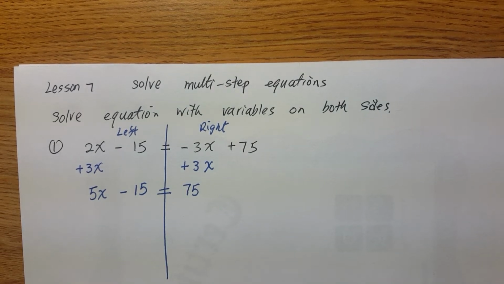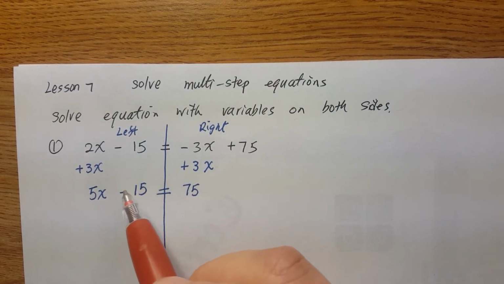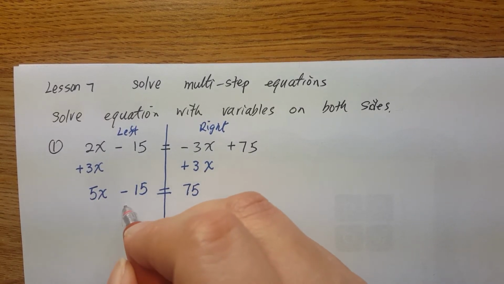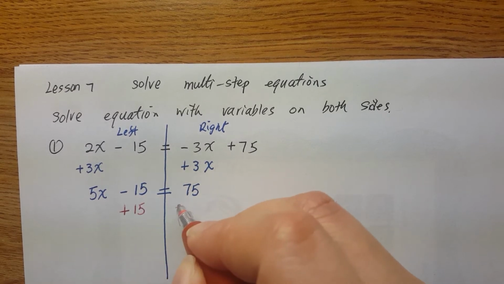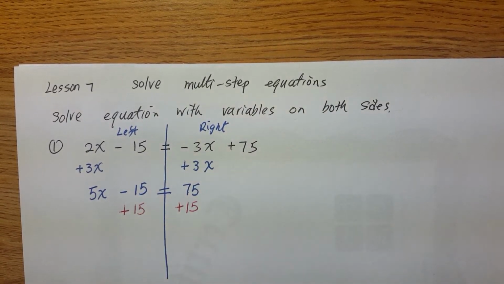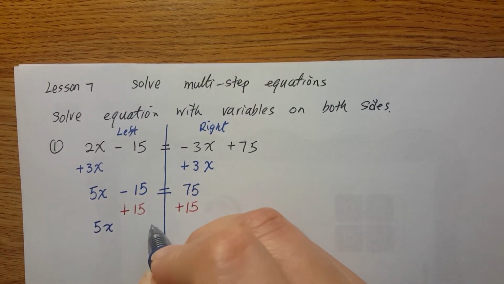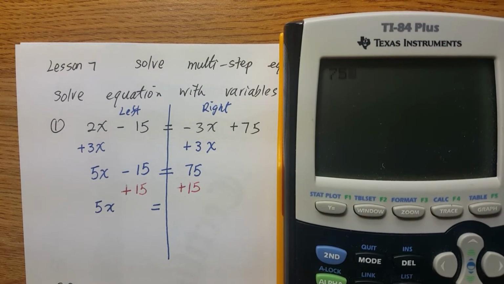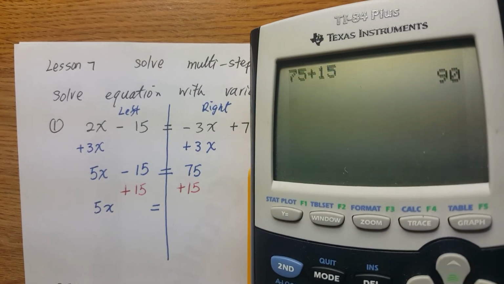Now we are trying to make the number disappear, because we want to keep the x on the left side. Minus 15, so the opposite is plus 15. So we do plus 15 on both sides. The negative 15 and plus 15 disappear, and we are going to have 5x left over. Now we use a calculator: 75 plus 15 equals 90.